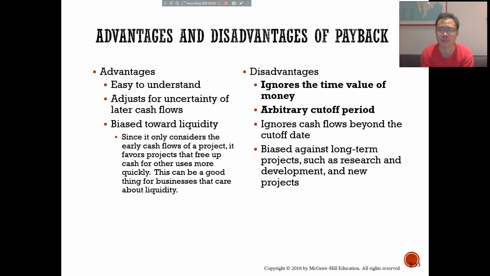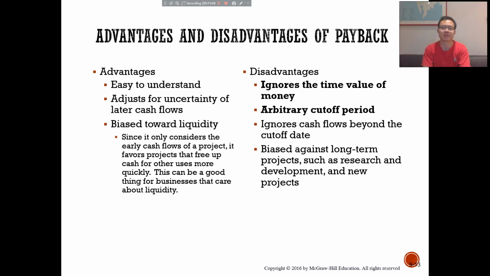If you want to use the NPV or the other criteria that will consider all of the cash flows in the future, you will have an uncertainty of later cash flows because these estimates could be very, very inaccurate. But payback period, since it only uses the information of the most recent cash inflows, adjusts for the uncertainty of later cash flows.